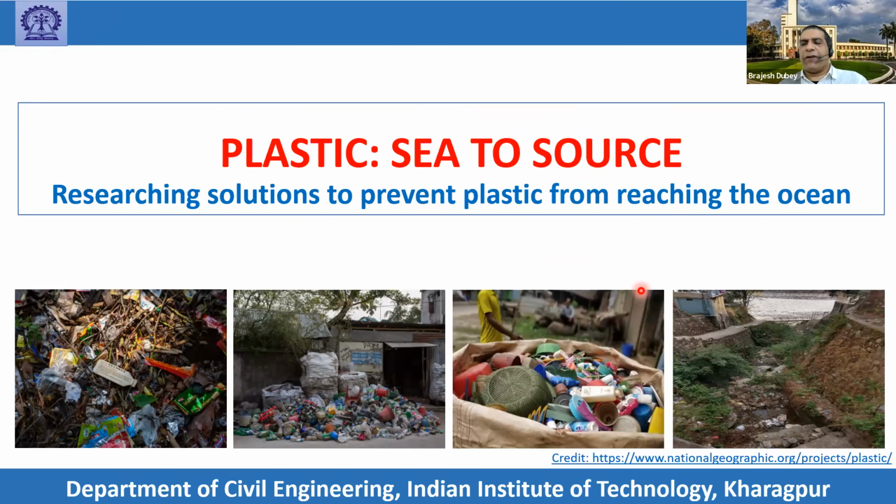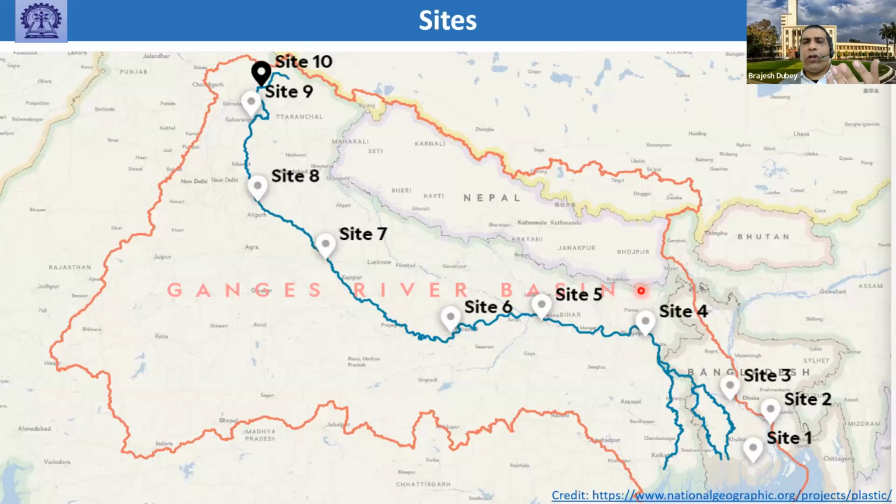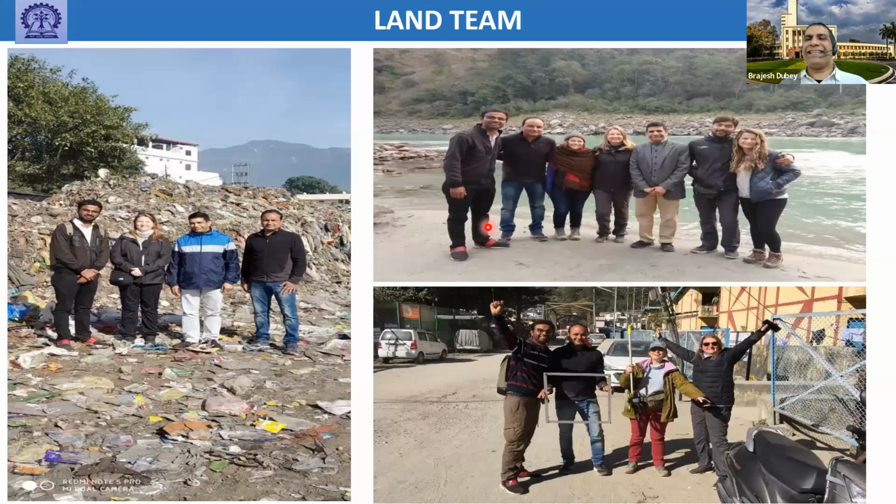This project was funded by National Geographic, where we looked all the way from Harsil, which is just below Gomukh, to Bangladesh, to the Bay of Bengal. We were on 10 different sites. We had a boat going along this line, and we collected lots of water samples. We tried to understand how plastic is being managed on the land along the river Ganges.